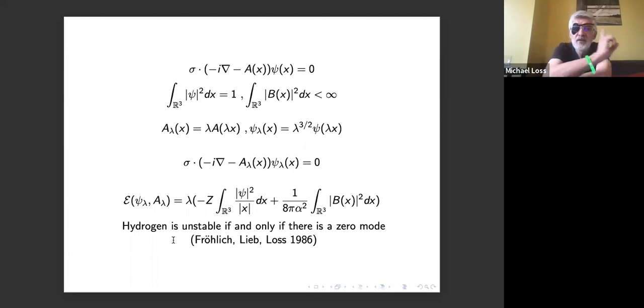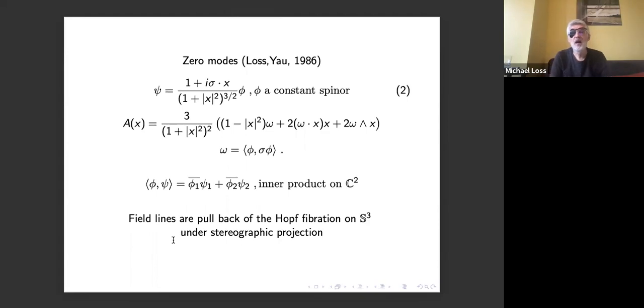And so remember, zero mode means what? The psi should be square integrable, and the field energy should be finite, or at least the magnetic field should be confined. Okay, so are there any? And it turns out there are. Hongzhou Yau and myself found these zero modes in 1986, and you can write them out explicitly. So here's the psi. It's the identity plus i sigma dot x divided by this factor, and phi is a constant spinor, right? So this is a nice function. You see easily it's square integrable.